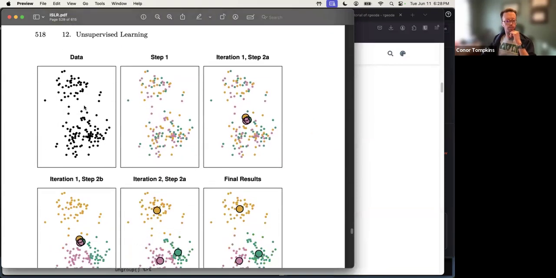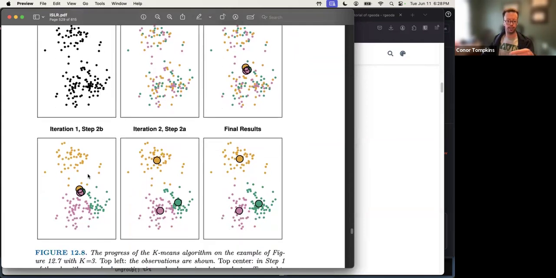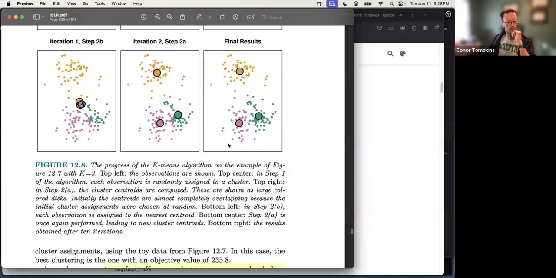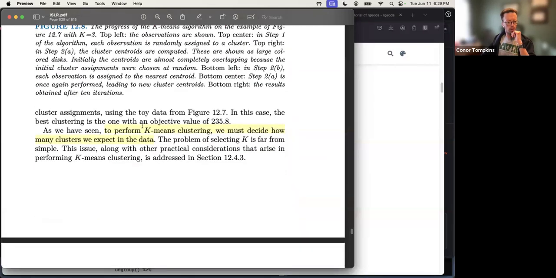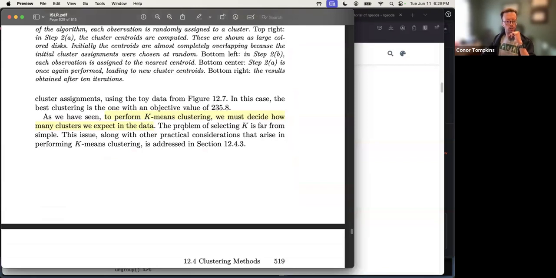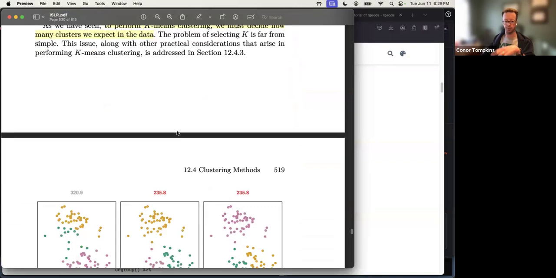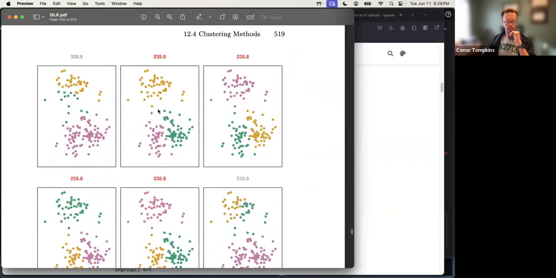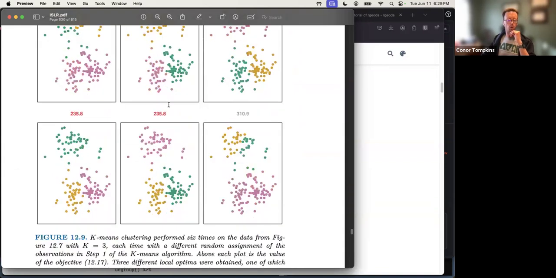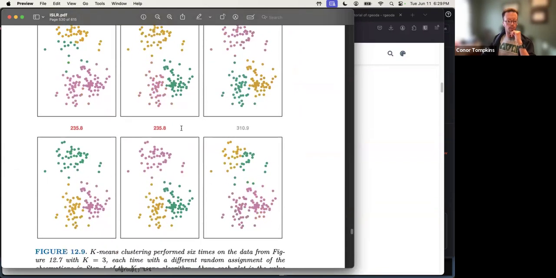This is a visual of the iterative process. Each observation starts in its own cluster, and then you calculate the centroids, and you do that over and over again until it finds the combination that minimizes that variance. But again, you've got to tell it how many clusters it should look for. There's no right answer. That's part of the exploratory data analysis process. So again, more visuals of the process.